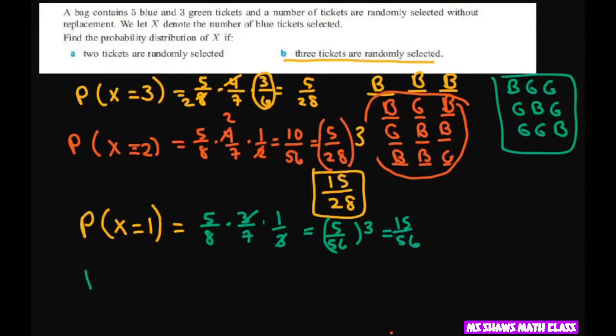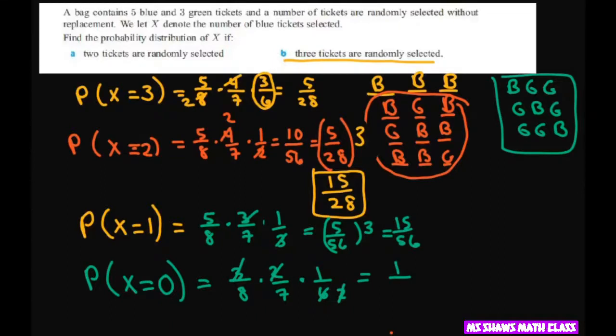And then the probability of no blues is X is 0. No blues is just all greens, and there's only one way to do that. So that's 3 out of 8 times 2 out of 7 times 1 out of 6. 3 goes into this 2 times, so these 2 cancel. That would be 1 divided by 56.